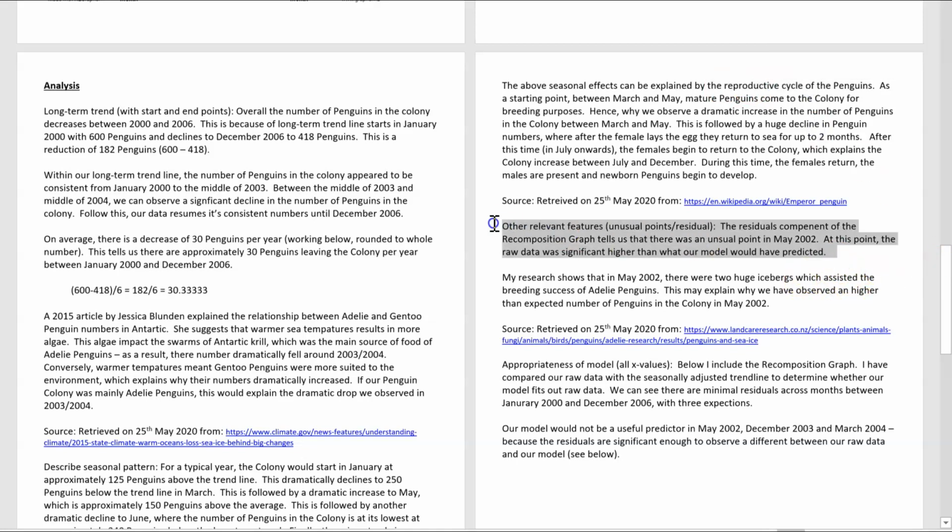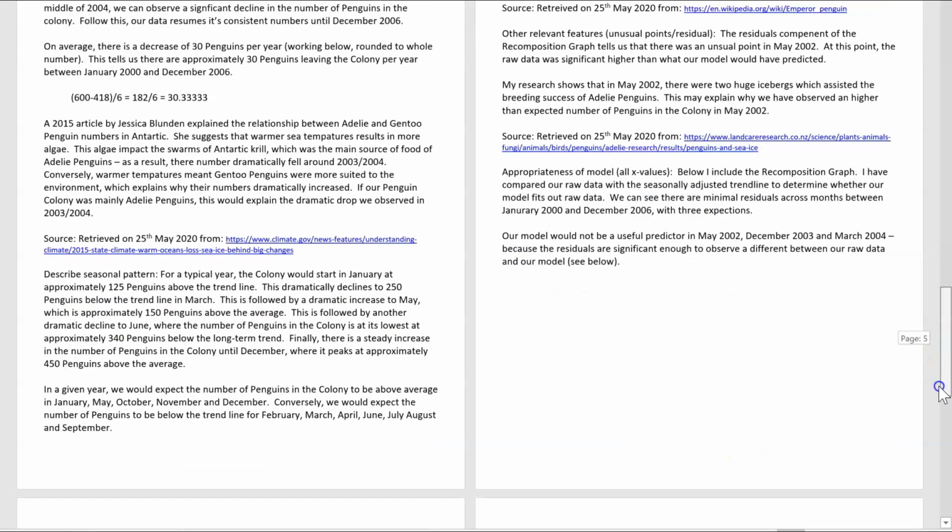I then found out there were some unusual points in May 2002, and to my surprise, I found out that two huge icebergs actually assisted the breeding success of Adelie penguins during that time, which might have been why we observed the higher than expected number of penguins in May 2002. And finally, I chatted about the appropriateness of the model, and I found out that our model would not be a useful predictor for these three dates because the residuals were significantly different from our model.